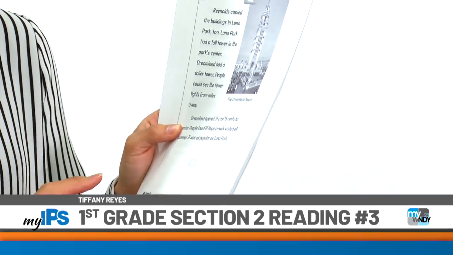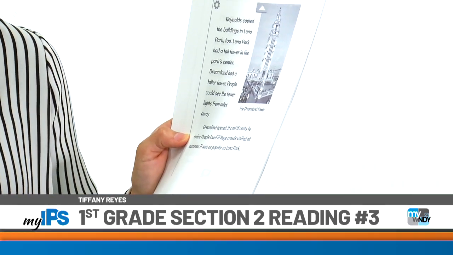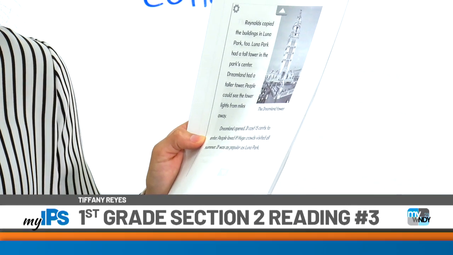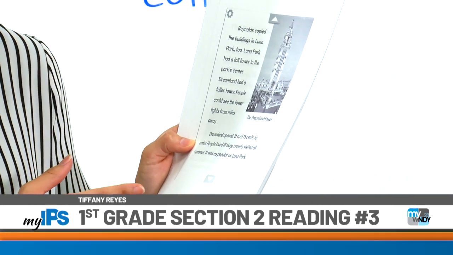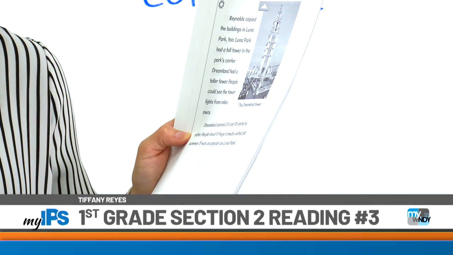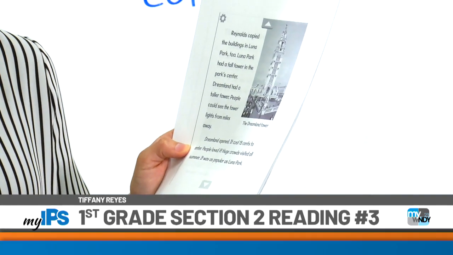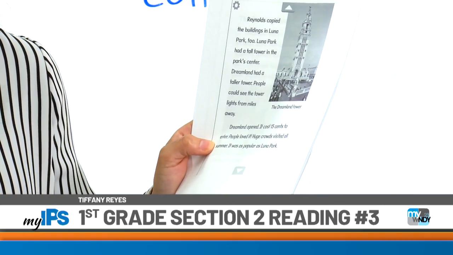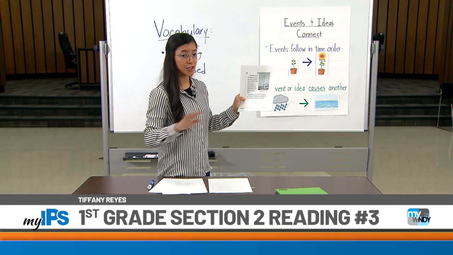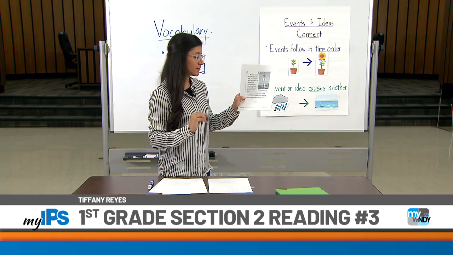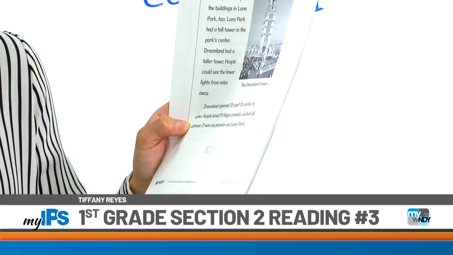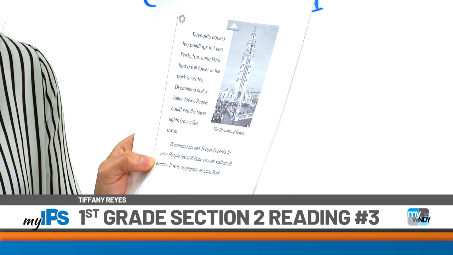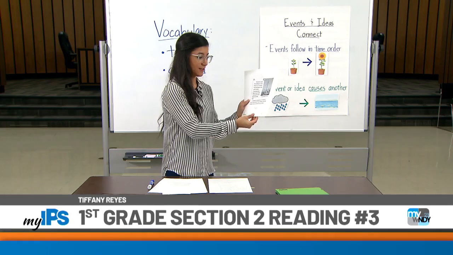Reynolds copied the buildings in Luna Park too. Luna Park had a tall tower in the park's center. Dreamland had a taller tower. People could see the tower lights from miles away. Dreamland opened. It cost 15 cents to enter. People loved it. Huge crowds visited all summer. It was as popular as Luna Park. Here we see a picture of the Dreamland Tower. That's huge.